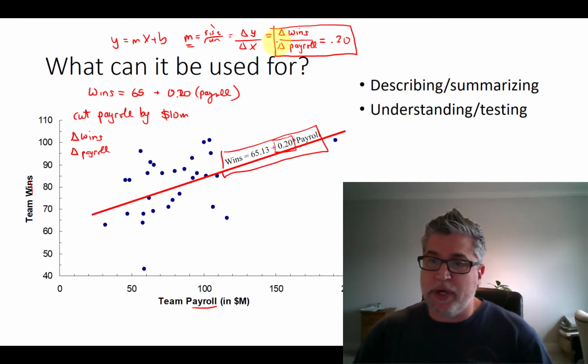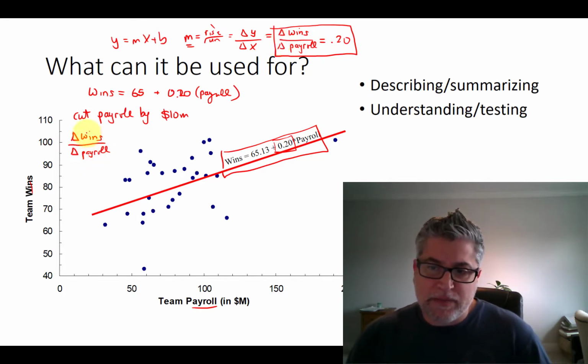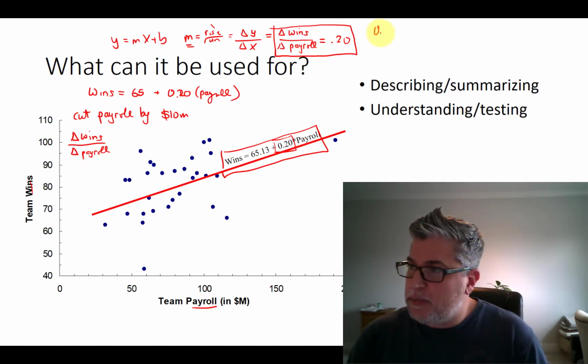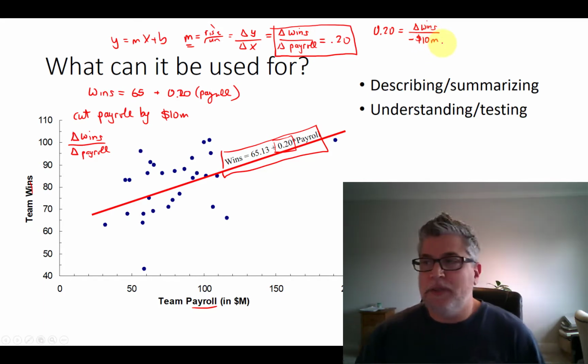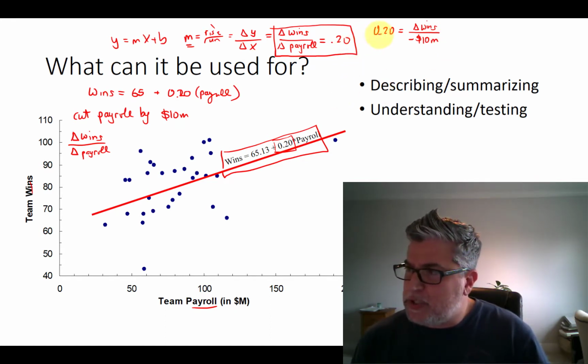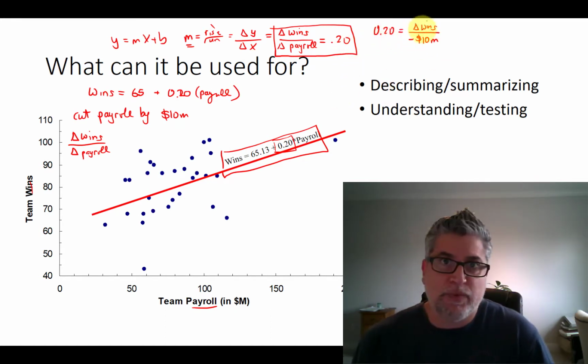Okay, now our question was, what happens to wins if payroll gets cut by $10 million? So the change in payroll is $10 million. All right, so let's keep working this math here. Change in payroll, $10 million. All right, now we can just cross multiply. We've got 0.2, we've got negative 10 million, and we've got x. We've got our unknown. So let's solve for that unknown.